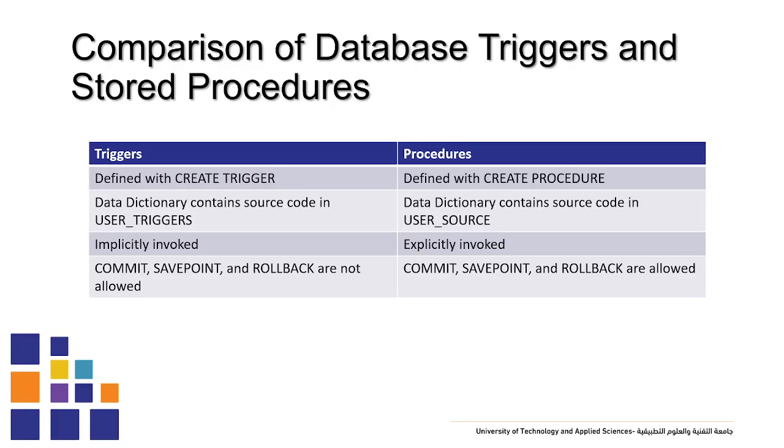In triggers, commit, savepoint, and rollback are not allowed. But when it comes to procedures, commit, savepoint, and rollback are allowed. Okay, these are the comparisons between triggers and stored procedures.